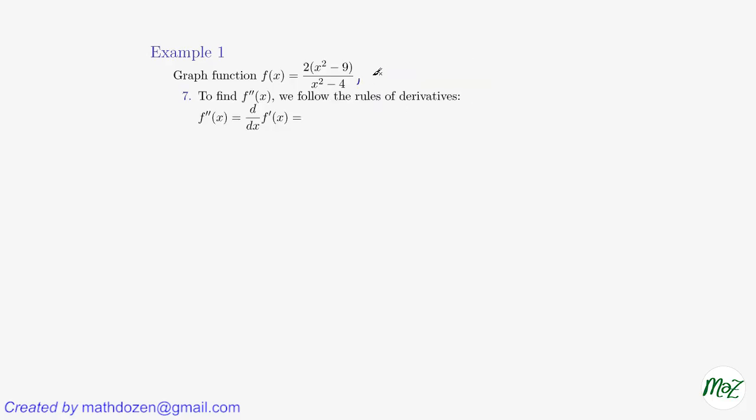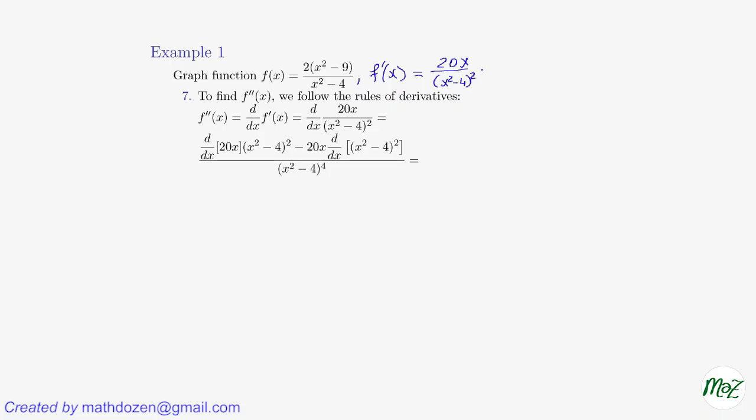So again, let me put the third derivative next to the function. So we find the second derivative now. That's the derivative of 20x over x squared minus 4 squared. By the quotient rule, that's the derivative of numerator times denominator minus numerator times derivative of denominator over x squared minus 4 to the 4th power. So we work out the derivatives. Derivative of 20x is 20. Derivative of x squared minus 4 squared is, by the chain rule, 2 times x squared minus 4 times 2x.